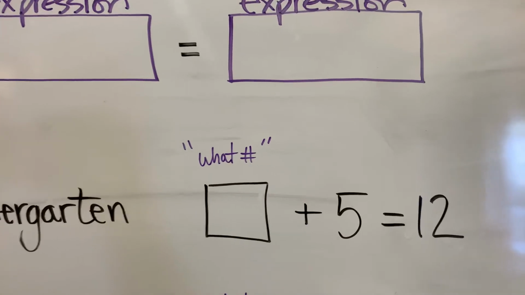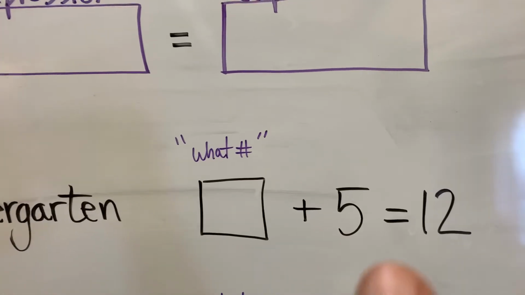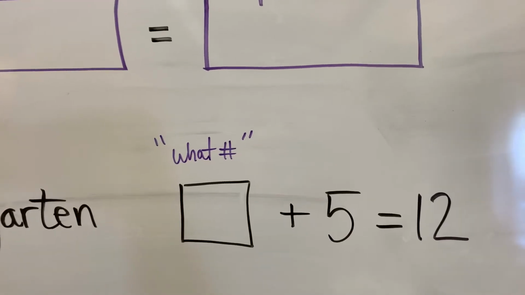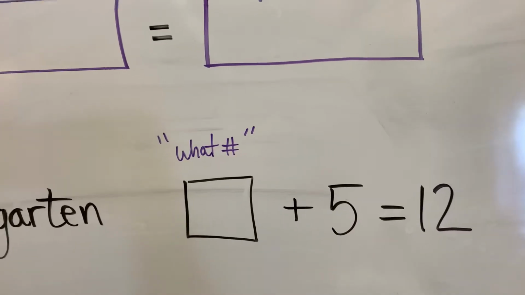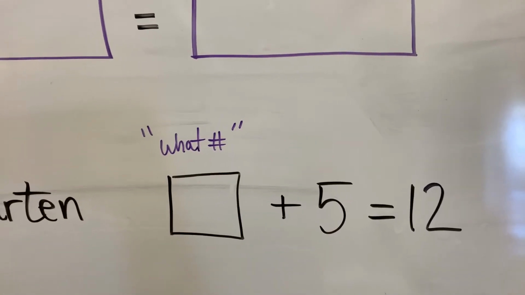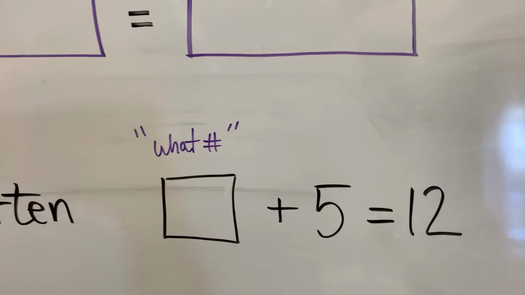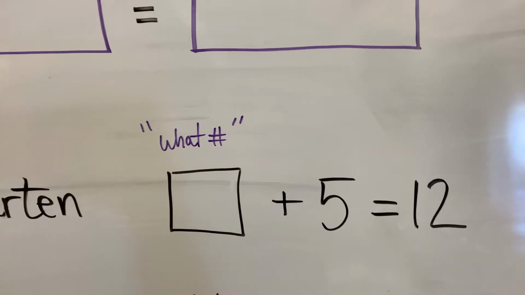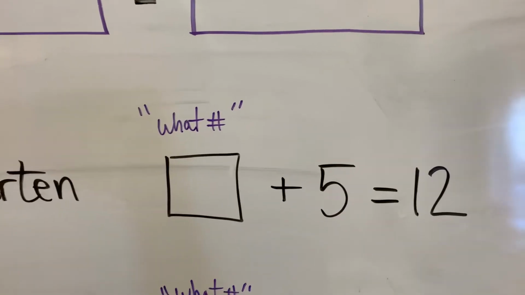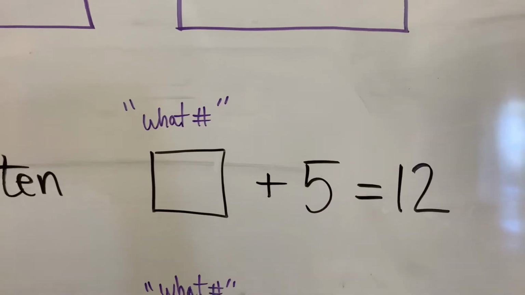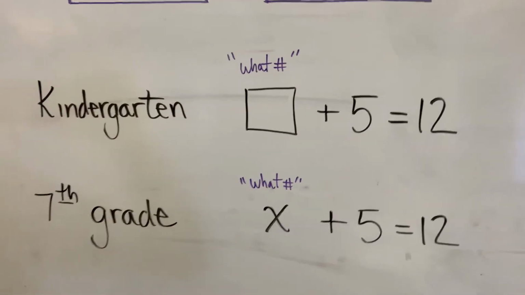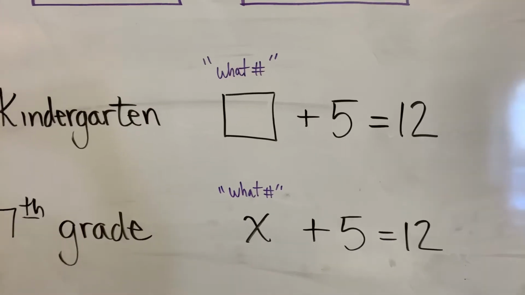Okay, back in kindergarten, you were doing these style of problems, and you would fill in that mystery box. What number plus 5 equals 12? Well, we all know that that would be 7. And your kindergarten teacher praised you for getting the right answer. Neat, it's 7. And then you moved on, you graduated to first grade. Hooray. But in 6th or 7th grade, we give you the same exact problem.